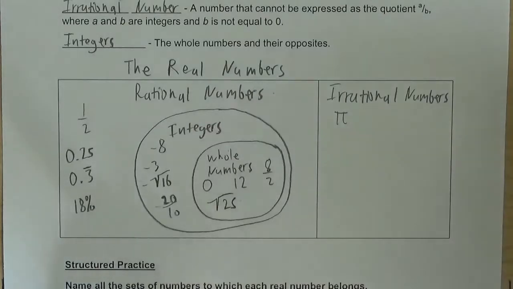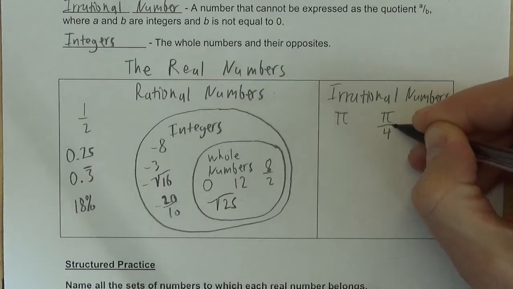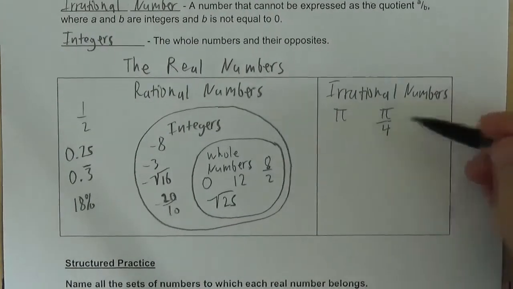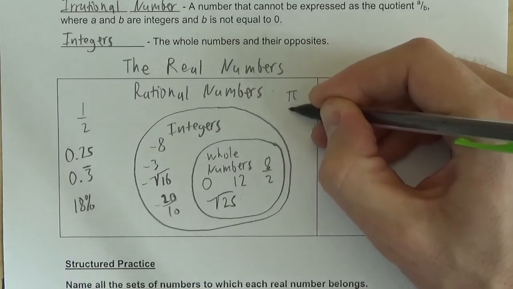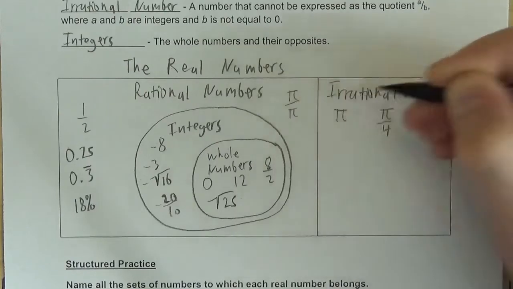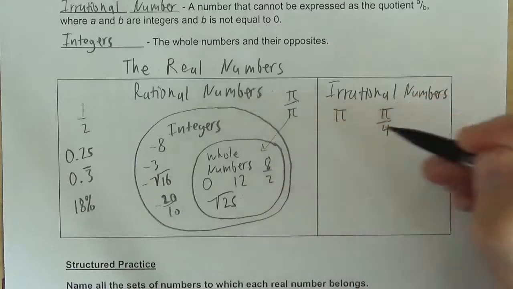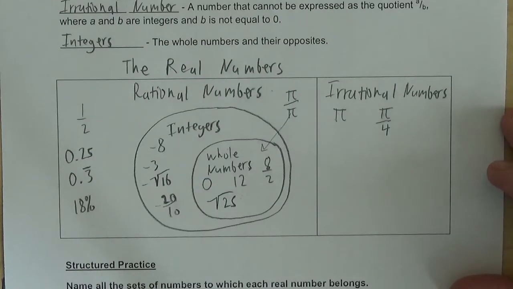Pretty much any operation with pi is going to be irrational as well. So something like pi divided by 4, or pi times 2, or pi plus 3, or pi minus 16, whatever you do with pi is also going to be irrational. The only example I can think of that might not be irrational, we'll put it over here, would be something like pi divided by pi, because anything divided by itself is 1. Technically that should probably go in the whole numbers box because that would be 1. But really almost anything else that has to do with pi is going to be irrational.